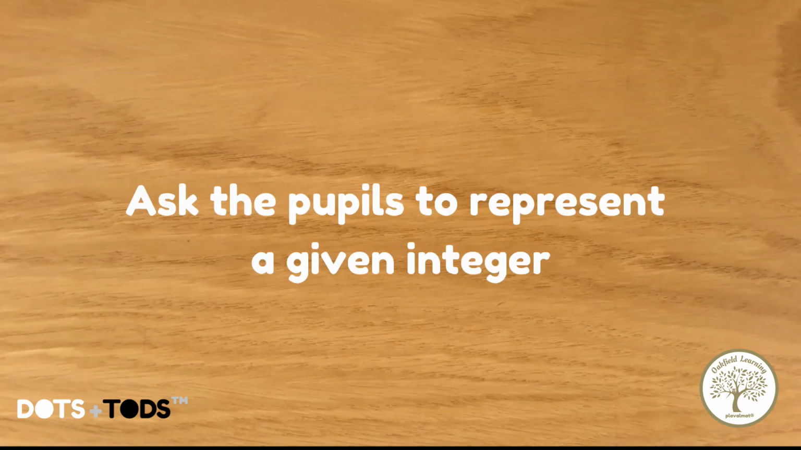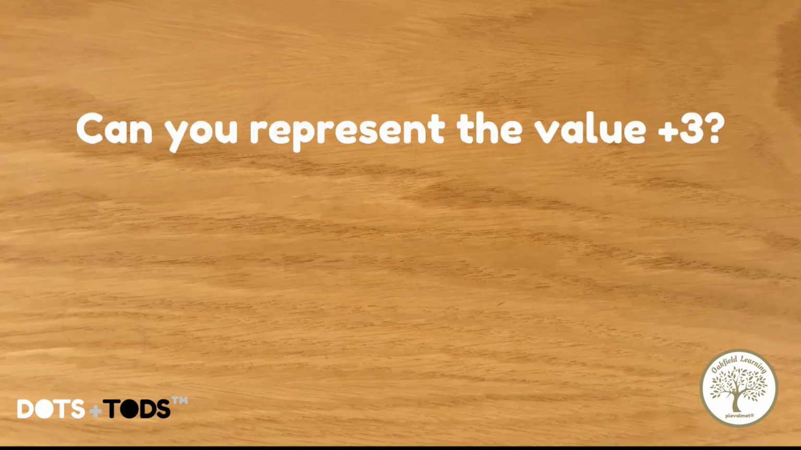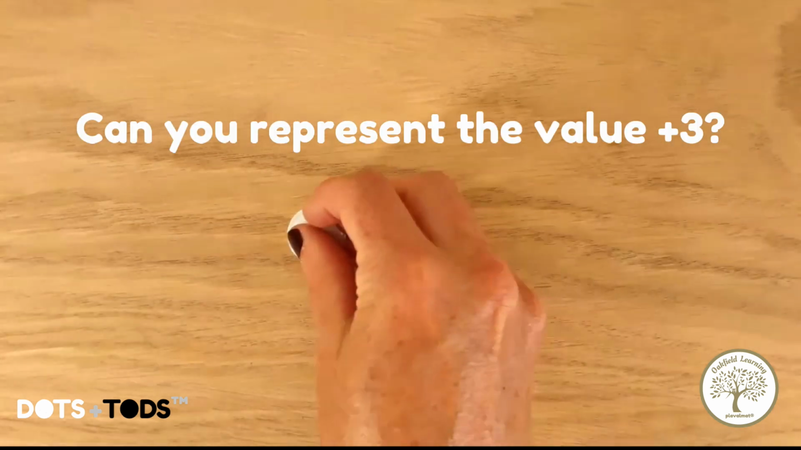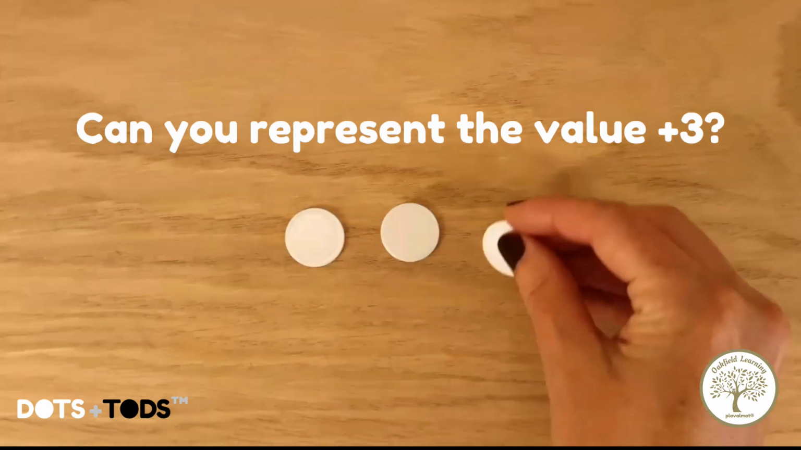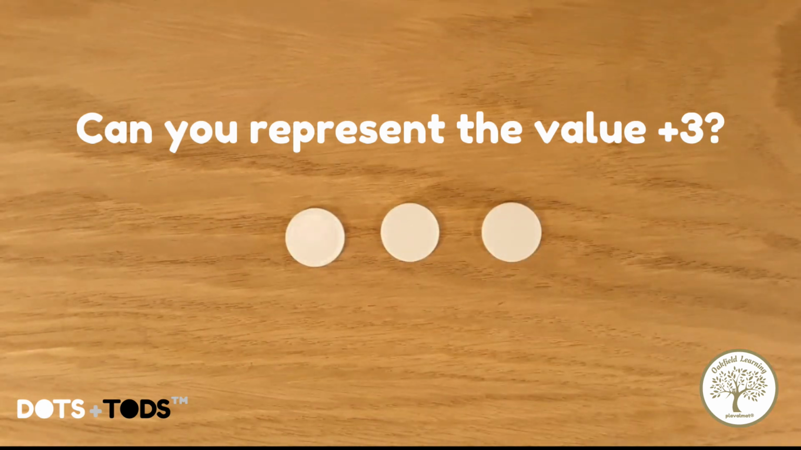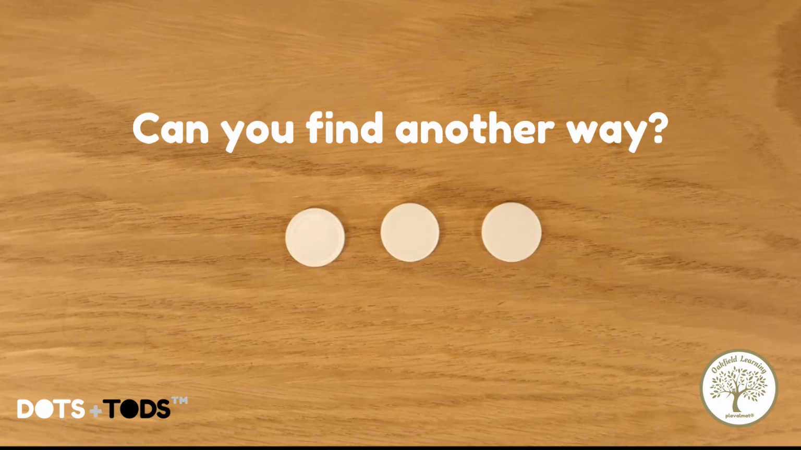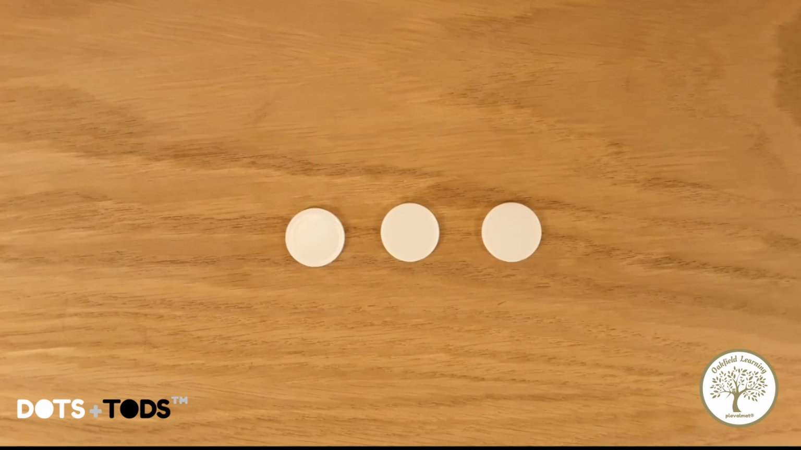A further way to challenge pupils would be to give them a number of your choice, either a positive or a negative integer that you would like them to represent using dots and tods. So for example, ask them to represent the value positive 3. The first way to do this would be to simply use 3 white dot counters, representing a value of positive 3. Now challenge them to represent a value of positive 3, but this time they have to use both dots and tods. So here's one way of doing it.